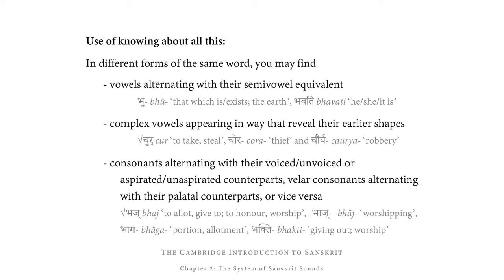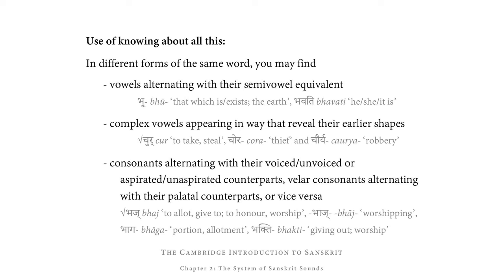If we know about this, then we can understand, for example, how from the basis bhaj, which means to allot or to give to, and especially to give something that someone deserves to be given and therefore to honor them or to worship them, how from that basis we can derive forms such as the adjective bhāj, which means worshipping, bhāga, a portion or an allotment, and bhakti, which means giving out, handing out, or specifically giving out what should be given out, so respect or worship.